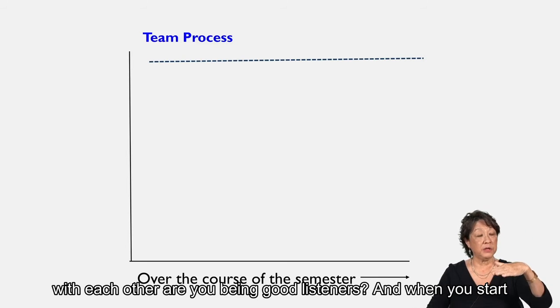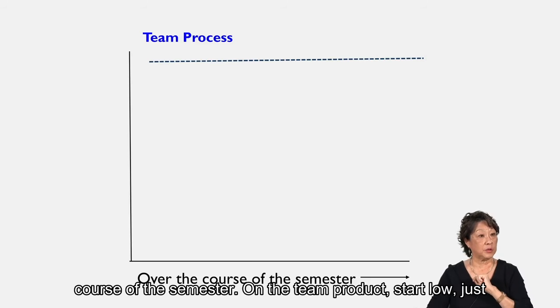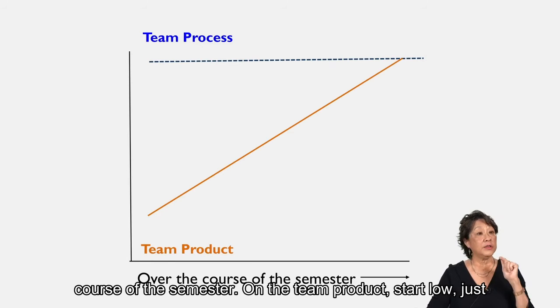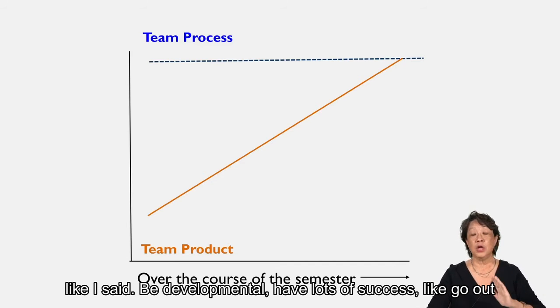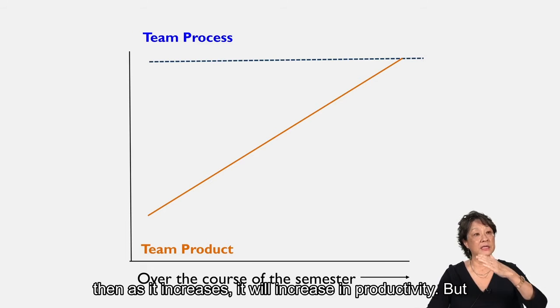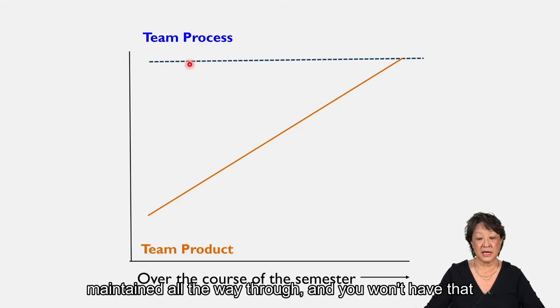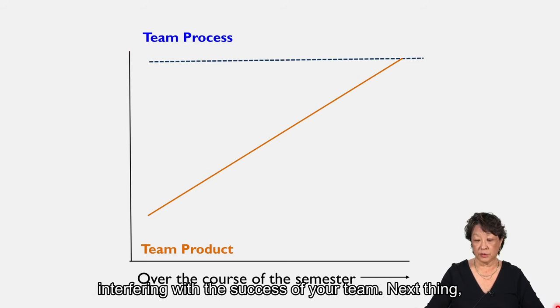Are you meeting with each other? Are you being good listeners? When you start up high in the team process, it will be maintained over the course of the semester. On the team product, start low, just like I said, be developmental. Have lots of success, like go out there and just look at the literature and see what it is. And then as it increases, it will increase in productivity, but because they started high on the team process, it will be maintained all the way through, and you won't have that interfering with the success of your team.